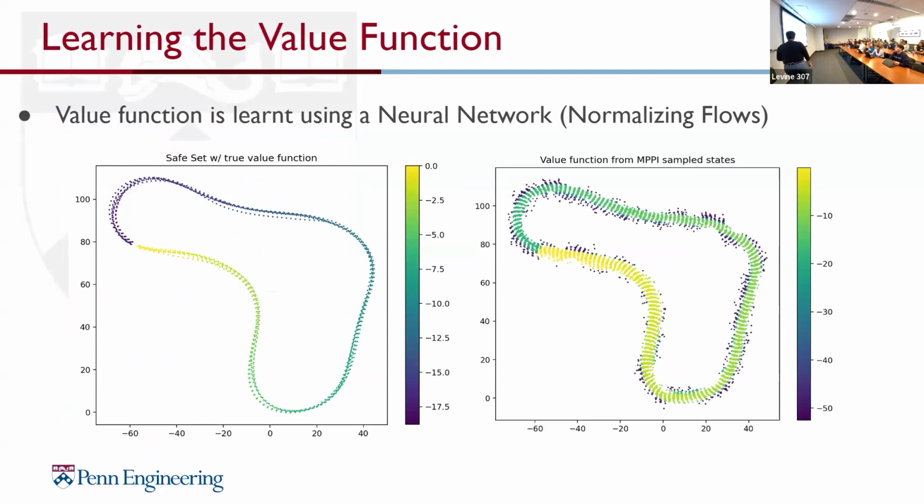Lastly, now that we have a way to solve the constrained stochastic optimal control problem, we then need to learn the value function from these trajectories that we're collecting. And we do this by using a neural network. Specifically, we're using normalizing flow, where the learning will look something like this. On the left, we have the true value function learned from the iteration itself, and on the right, the predictions of the neural network on the value of those trajectories.